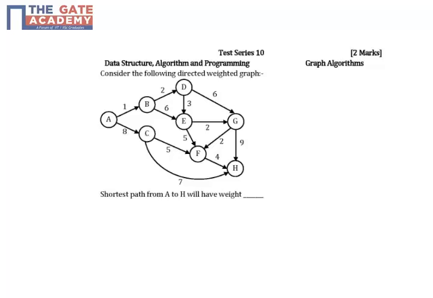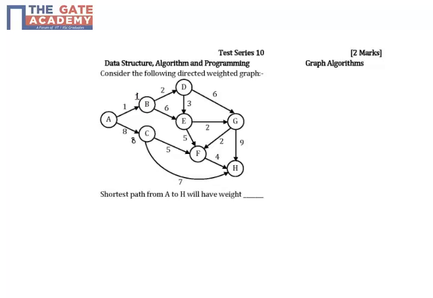A directed graph is given, and the shortest path from A to H, with the lowest weight, has to be found. Let's start the Dijkstra algorithm by processing node A first. If I am processing A, then I'll have to change the distances of B and C from A. So C will have distance 8, and B will have distance 1.